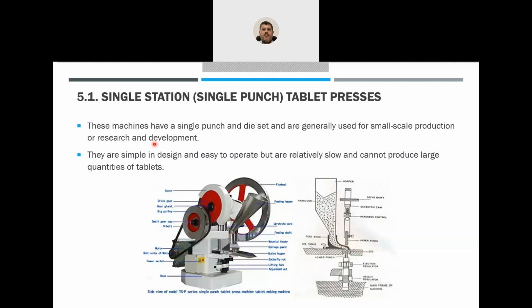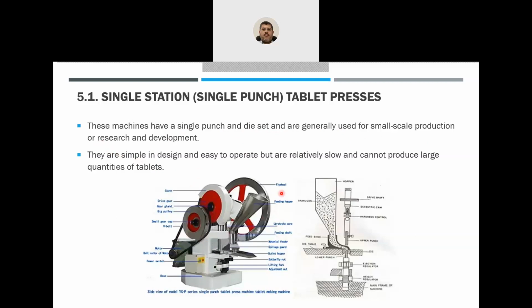Single station machines, only the die is not moving, it is a fixed station, and there is only one die, there are only two punches, upper and lower punches. So in one process they produce only one tablet. There is another variation of this one also called double punch tablet machine or tablet press, where the station can produce two tablets each time.